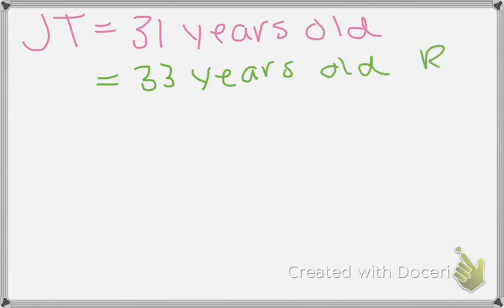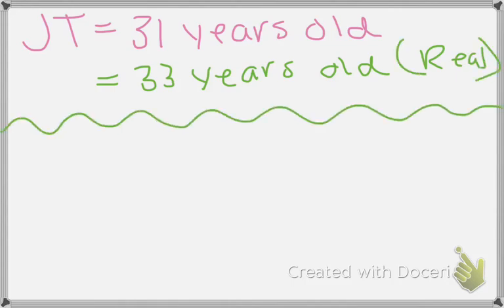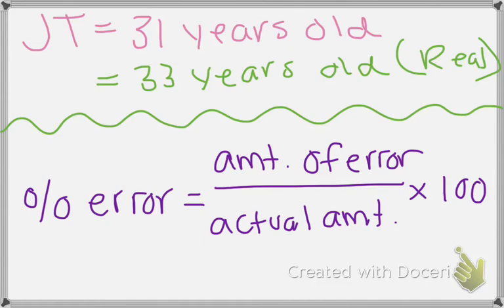Okay, so that's the real age, right? So there is an equation that we're going to use, and it's very, very similar to percent of change. So that equation is as follows. Percent of error equals amount of error, so again, the difference between the two quantities, in this case the age, over the actual amount, which in this case is Justin Timberlake's age, times 100.